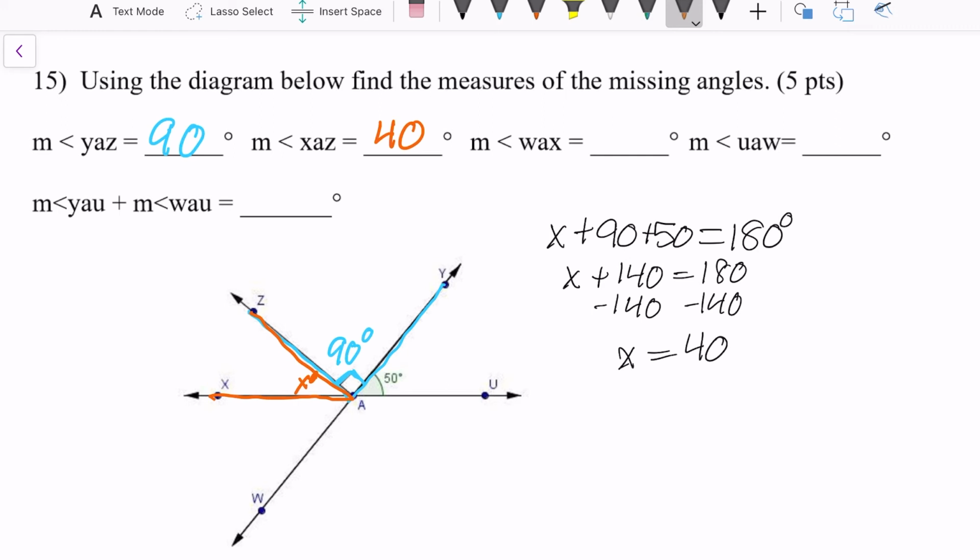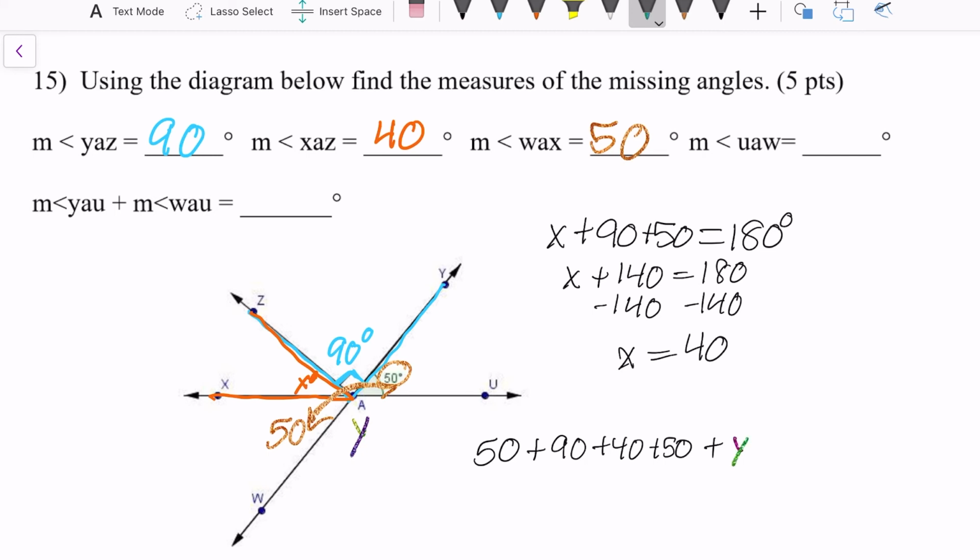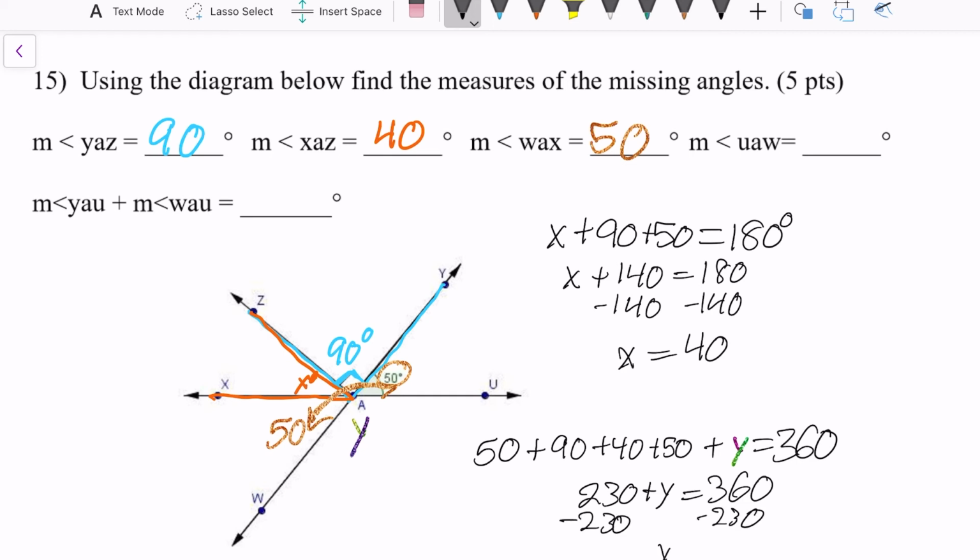Now WAX, I'm going to do almost the same thing. Or we can look and see these are vertical angles. So if this is 50, this has to be 50. And then angle UAW, add these all up. So 50 plus 90 plus 40 plus 50 plus, we're going to call this y, y degrees. All that added together equals 360. So 50 plus 50 is 100, plus 40 is 140, plus 90 is 230. So 230 plus y equals 360. Subtract 230, and I get y equals 130.